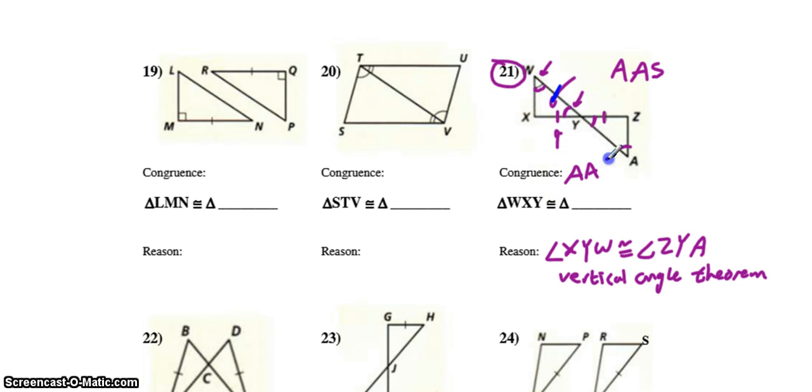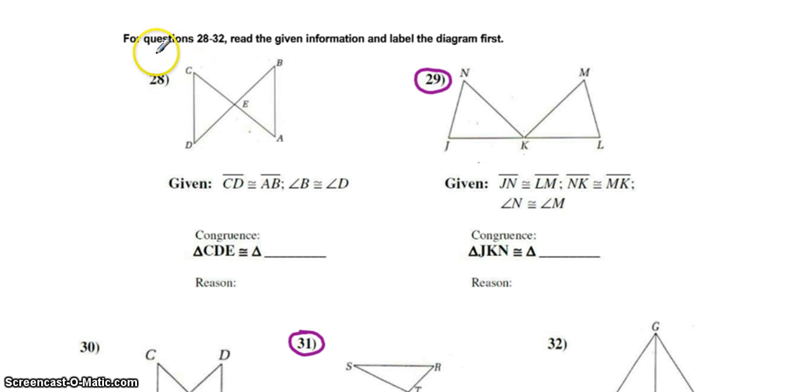So angle, angle, side, and WXY is going to be congruent to AZY. See how A matches with W. AZY.